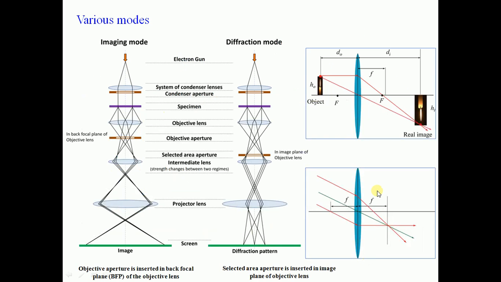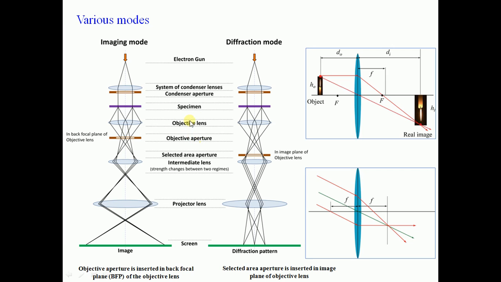aperture, where this objective aperture, if it is in the back focal plane of the objective lens, here is the focus, this is the back focal plane. And if the aperture is in the image plane, the real image plane of the lens, there you get the diffraction, meaning the pattern you observe is the diffraction pattern. So you see the position of the aperture itself.